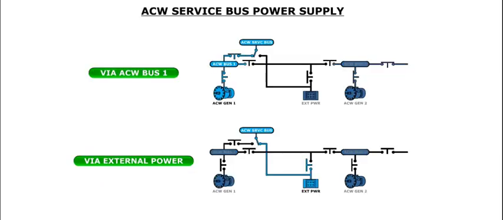An AC wall service bus normally provides power for high-draw items such as the galley and AC wall service plugs. Normally, the AC wall service bus is powered by AC wall bus 1 when the engines are running, or AC external power is used.